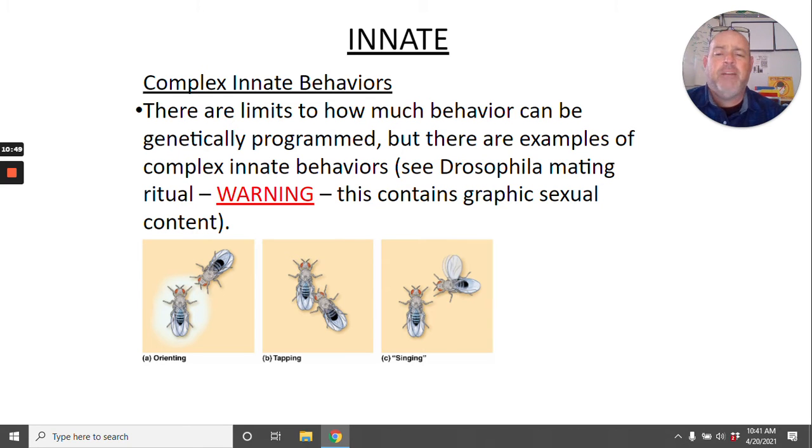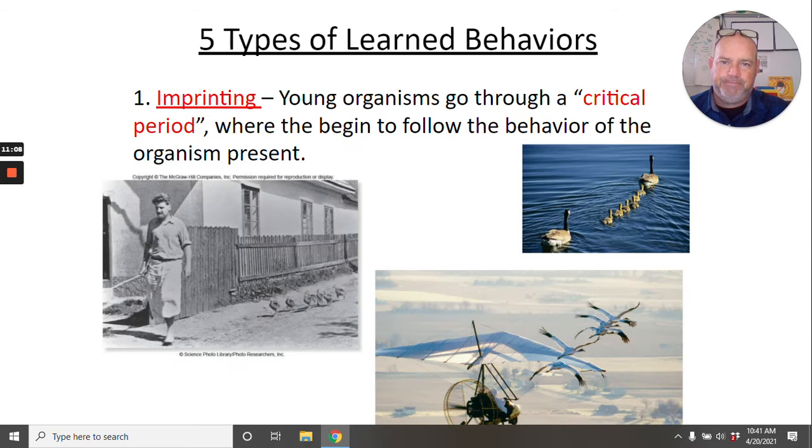So really complex, though. This is a complex innate behavior. No one teaches them how to do their mating ritual, but it's pretty complex movements actually that go into all of this. And these are the Drosophila, remember, are your fruit flies. Okay. So again, I will post that video. It's just kind of a silly little video, but check it out.